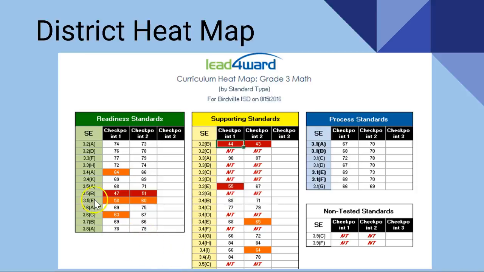Notice that we have made gain, however, such as 3.5B, we went from 47 to 51% mastery. On 3.4A, we went from 64 to 66. It's no longer caution. And then from 3.6C, 63 to 67. So you can see we've made some gains in our readiness standards. We just need to continue making those gains. We're going to talk about some ideas of how to do that.